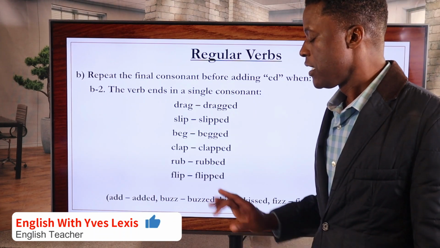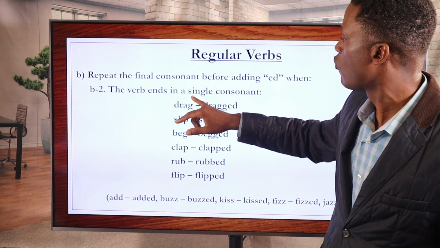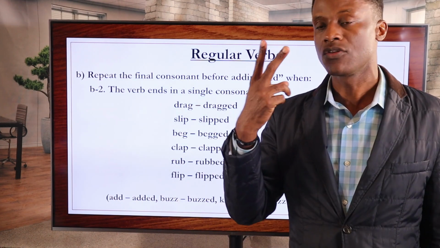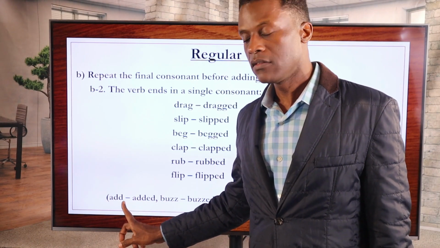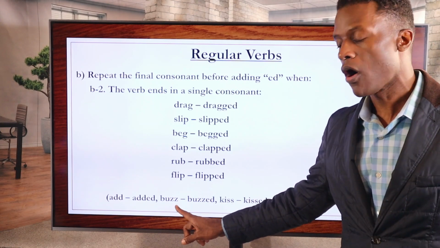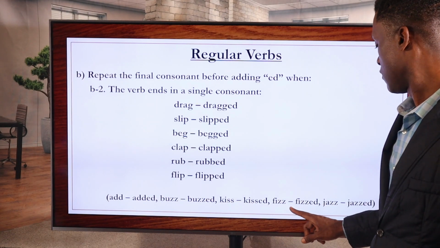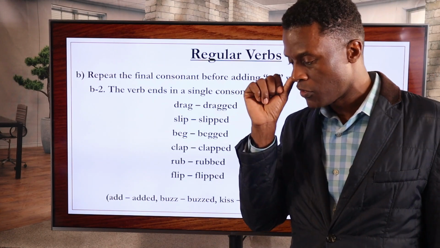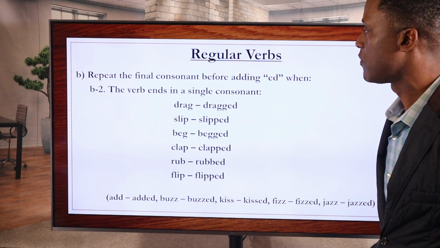All right. So now here's why this is important. Look what happens when the verb doesn't end in one single consonant. Add. That's two consonants. Look what you do here. You add ed. Added. You don't add another d, you just put ed. Buzz, buzzed. Kiss, kissed. Fizz. Jazz, jazzed. Jazzed is often used with up, like you jazz it up, to jazz up something.